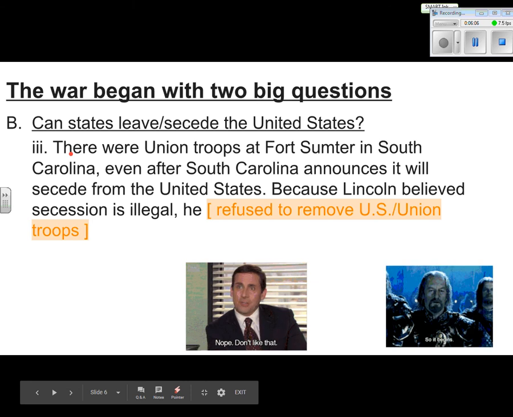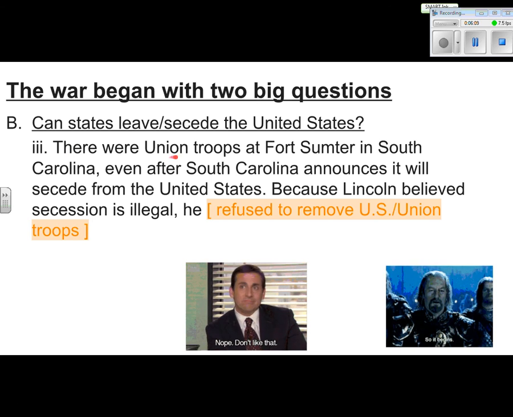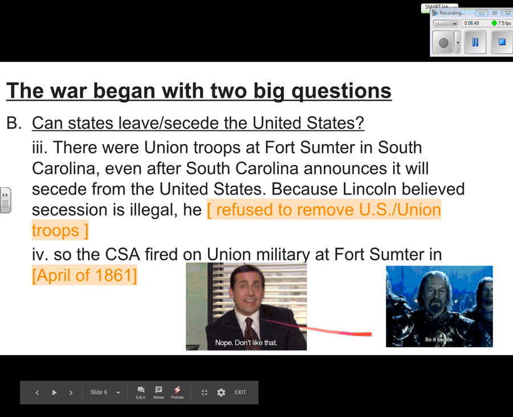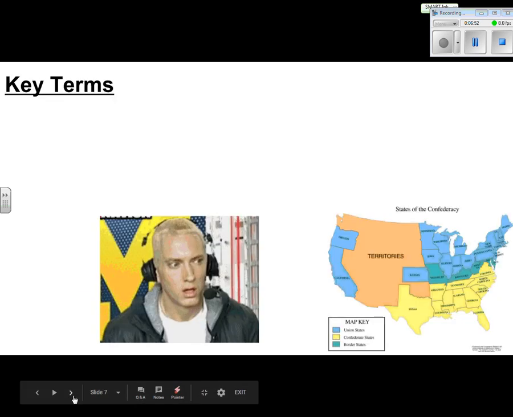So, the specifics of how the war actually started: there were Union troops at this fort in South Carolina called Fort Sumter. Even after South Carolina said, we secede from the United States, we're leaving, Lincoln didn't have the troops leave. Lincoln believed secession was illegal, so he refused to remove U.S. or Union troops from this base at Fort Sumter. He said, this is still part of the United States of America. These troops belong here. You're wrong. The Confederate States of America said, no, they can't be here because you are from an enemy army. You are from another country and you're in our country. So the Union was fired upon by the Confederate States of America in April of 1861. They didn't like it, and so it begins, the Civil War.